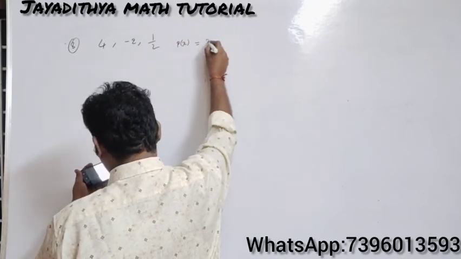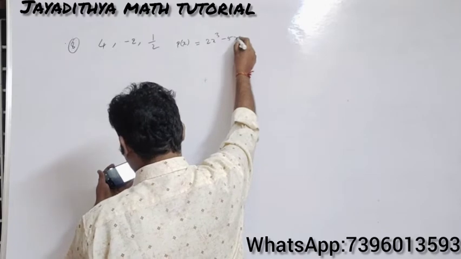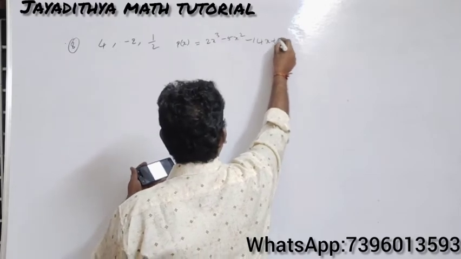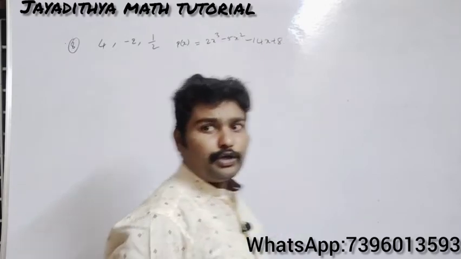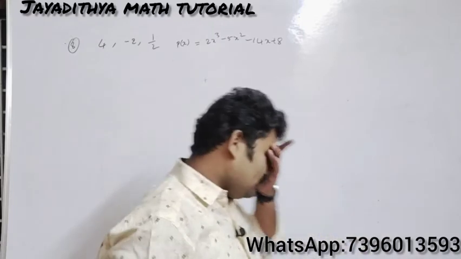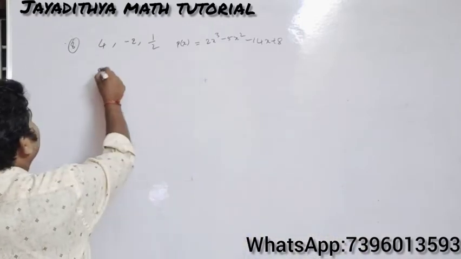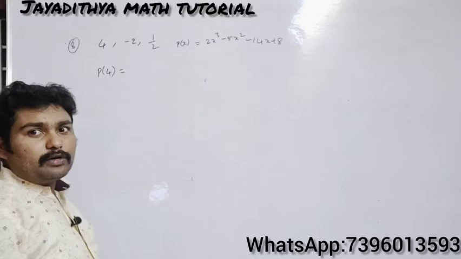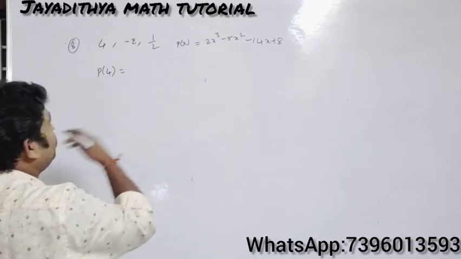P of x is equal to 2x cube minus 5x square minus 14x plus 8. That is the given cubic polynomial, and we should check whether the given values are the zeros or not. So how to check it? Write P of 4, let x is equal to 4. That means P of 4 is equal to how much?